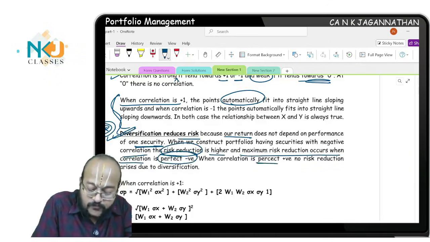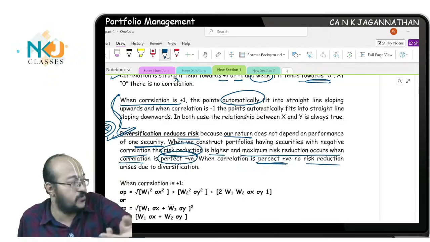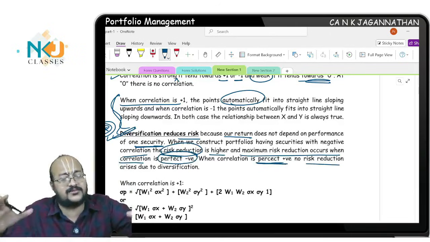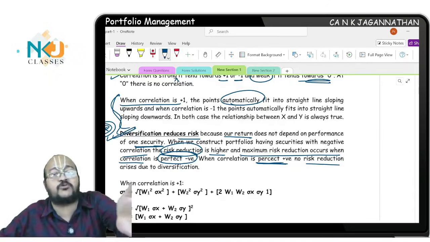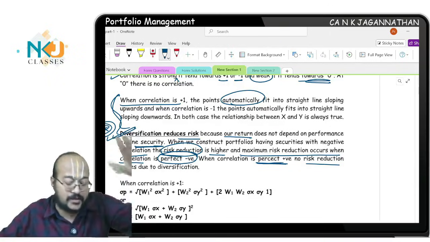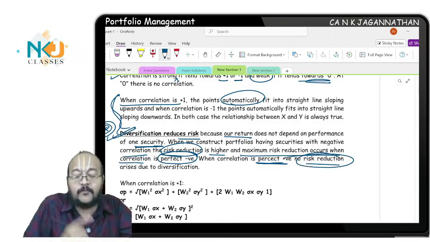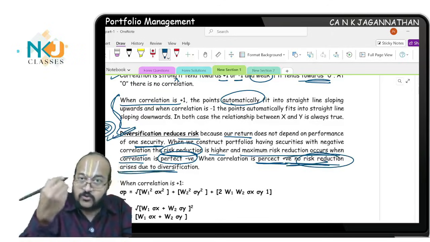When correlation is perfect positive, no risk reduction happens. The last example I forgot to tell you, very simple: two horses, same speed, you put them on the same side. Both are moving at the same speed. The gap will never reduce, it will also be moving at the same speed. Risk reduction will never happen; no risk reduction arises due to diversification.